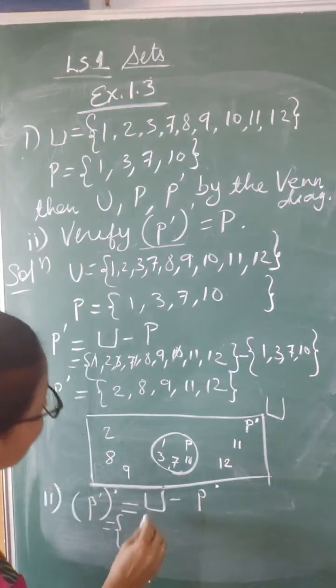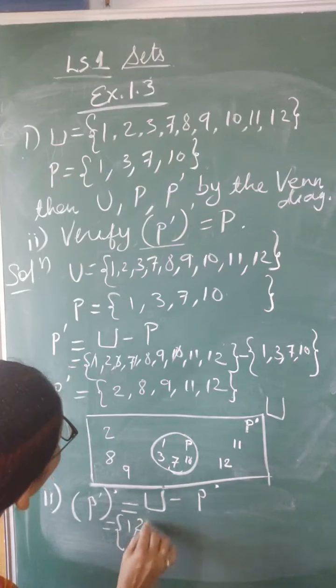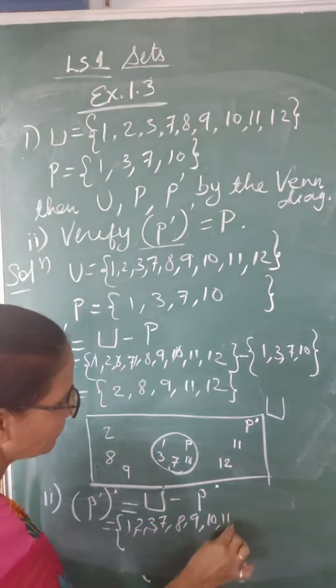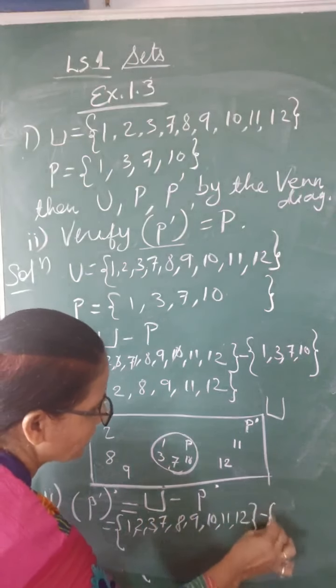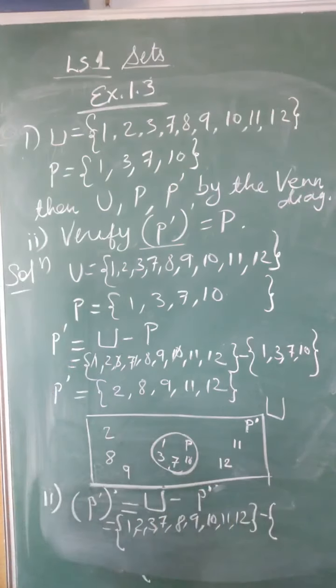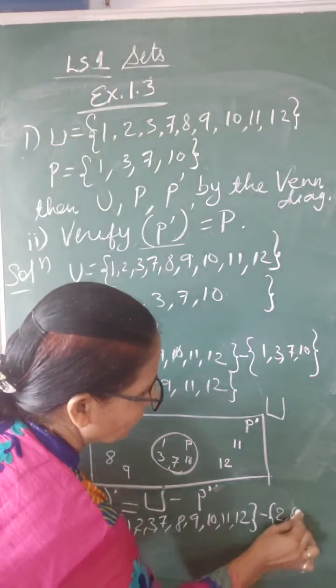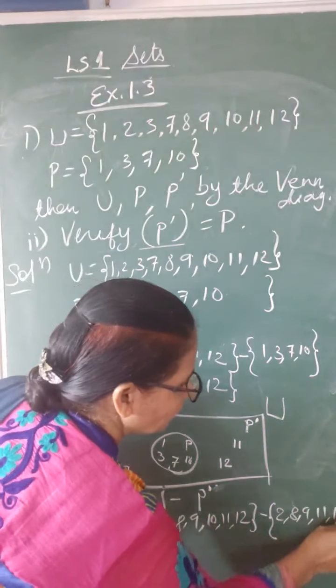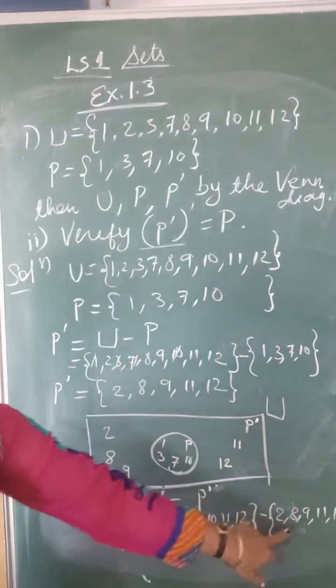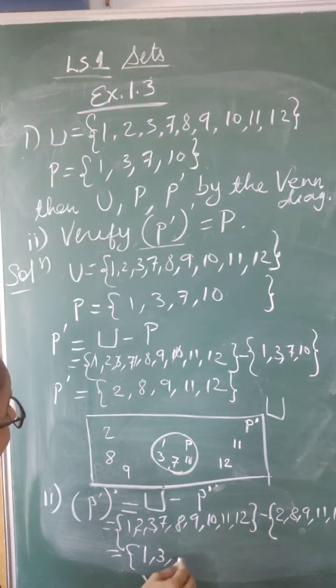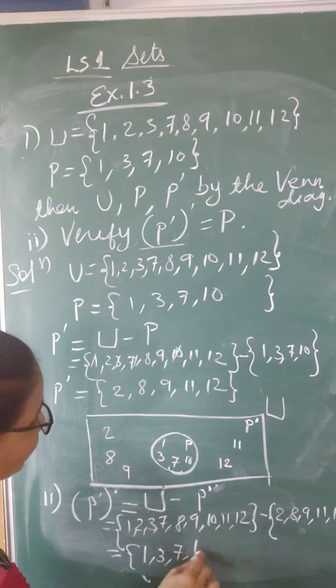And what are the elements of U? You know, 1, 2, 3, 7, 8, 9, 10, 11 and 12, minus P dash. What are the elements of P dash you got now? 2, 8, 9, 11, 12. Now cancel these 2, 8, 9, 11, 12 from here. So what is left now? You can see it will be 1, 3, 7 and 10.